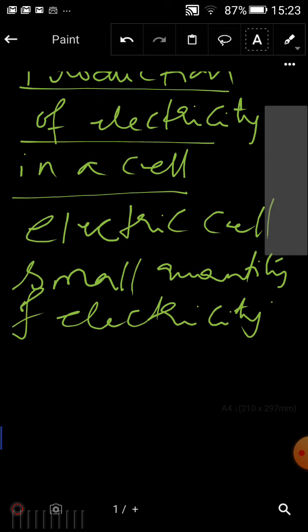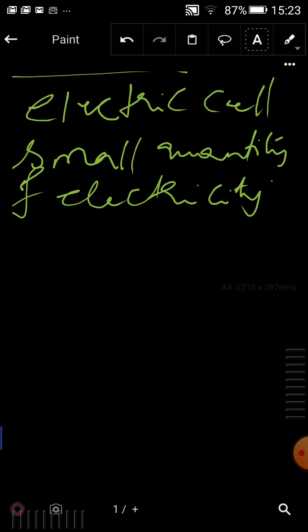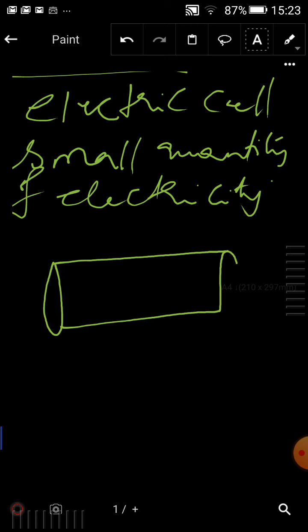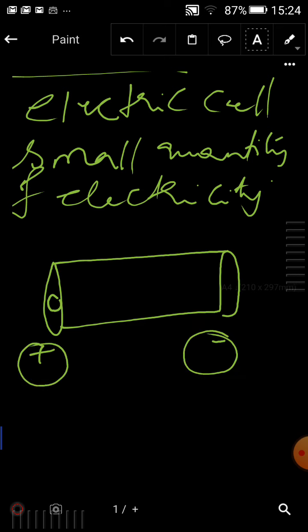And in the previous class we have studied the electric cell structure, right? What is the electric cell structure? Suppose this is the structure of an electric cell, which consists of a cap. Here you can see this is the positive terminal and this is the negative terminal. All types of electric cells have two terminals, a positive terminal and a negative terminal.